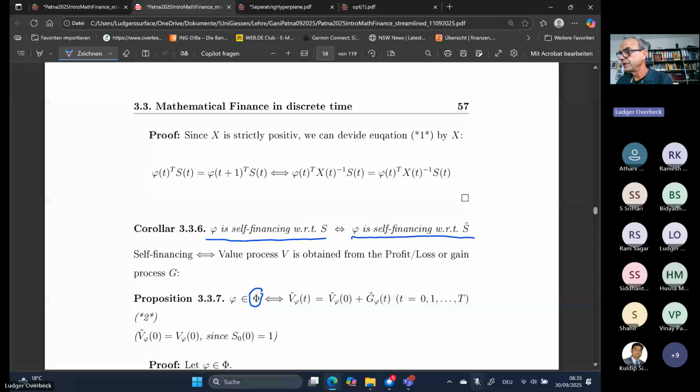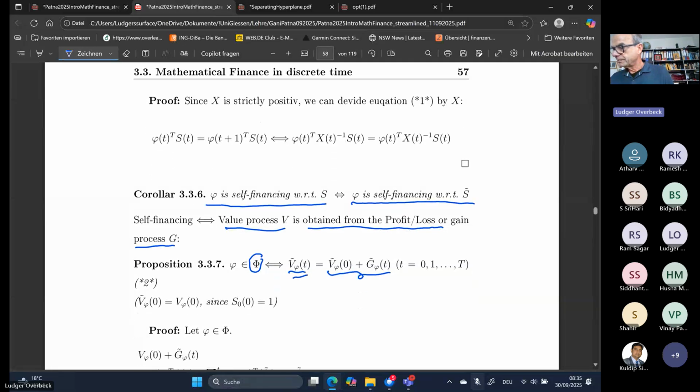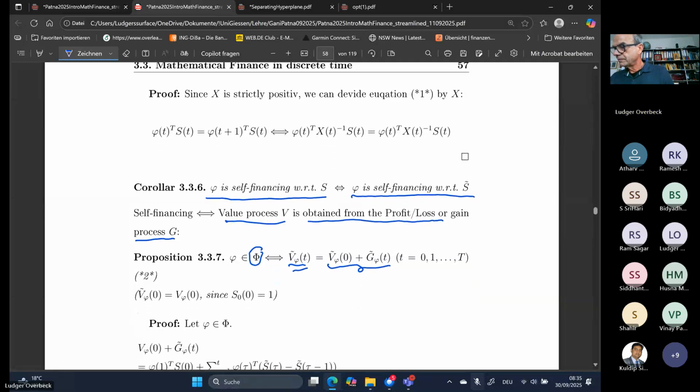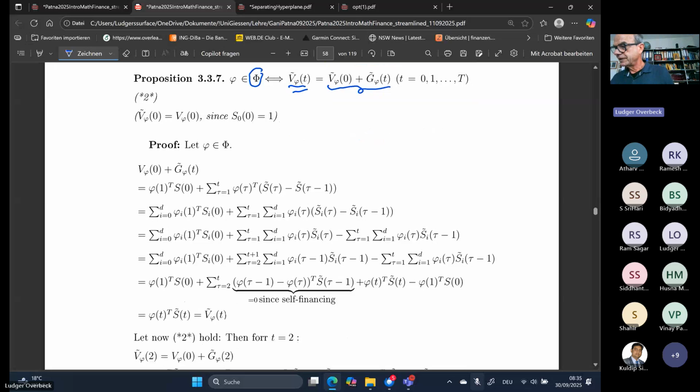Then the value is obtained from the profit and loss of your process, which is called the gain process. And here you have this mathematical object, the martingale transform. Here you see in the proof, somewhere a self-financing condition appears.